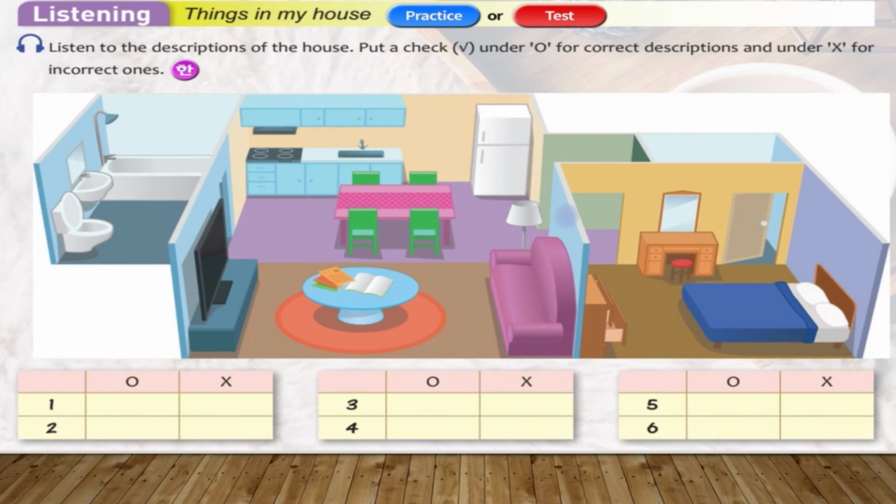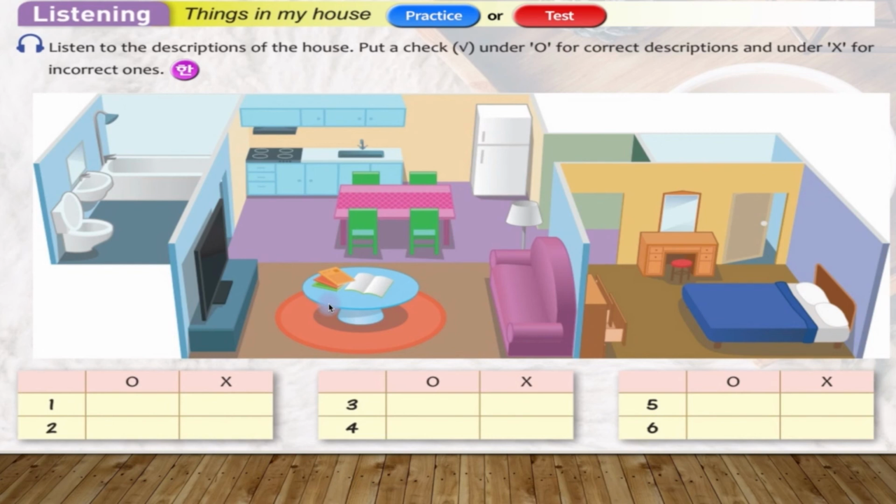There are 3 chairs in the kitchen. There are 3 chairs in the kitchen. Is this correct or incorrect? Number 2, there is a mirror above the dresser. There is a mirror above the dresser. Is it correct or incorrect? Number 3, there are magazines on the coffee table. There are magazines on the coffee table. Is this correct or incorrect?